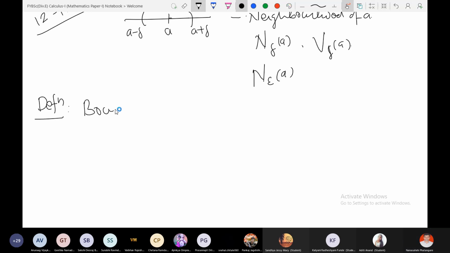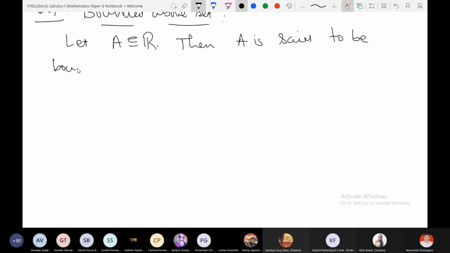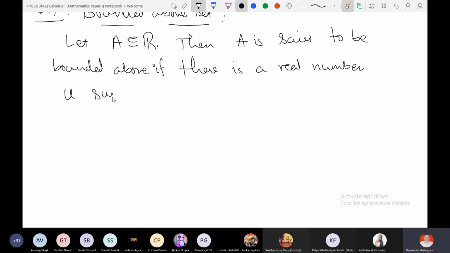So, bounded above set. Let A be a subset of R. Then A is said to be bounded above if there is a real number U such that x is less than or equal to U for each x in A.